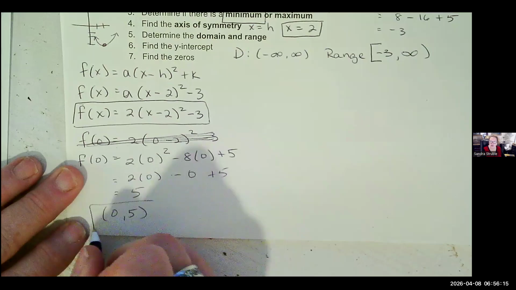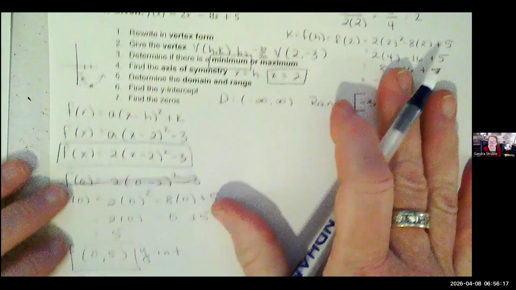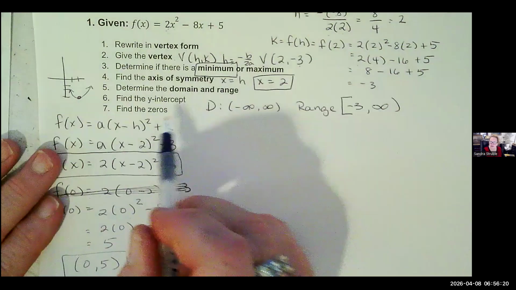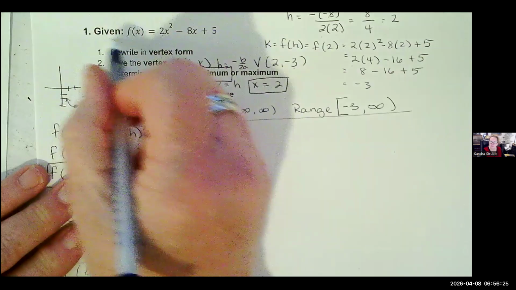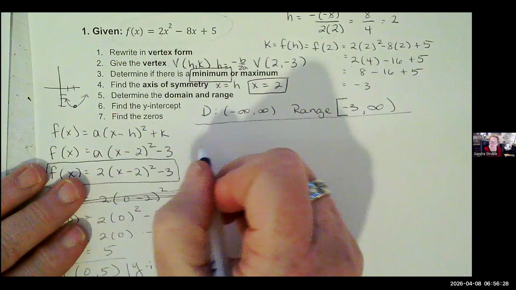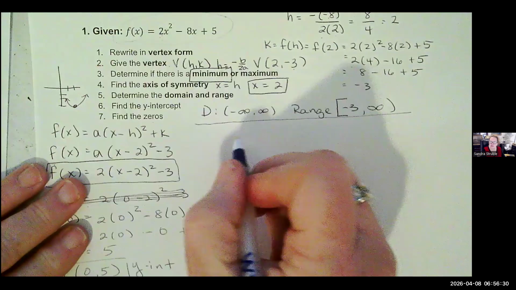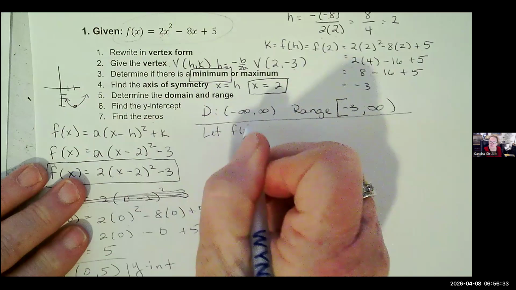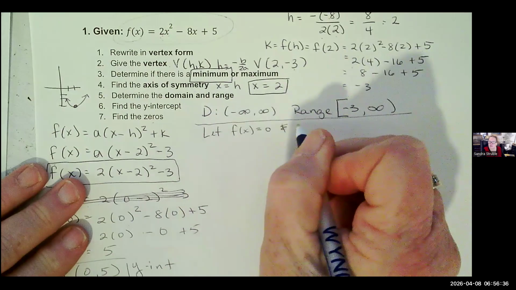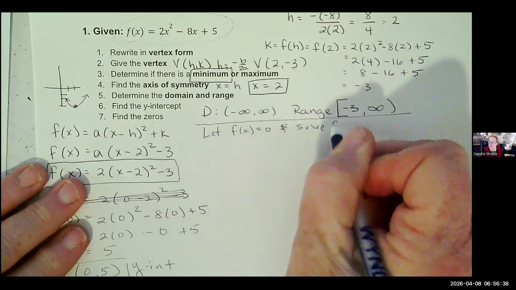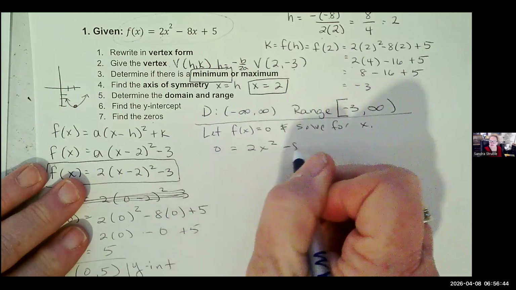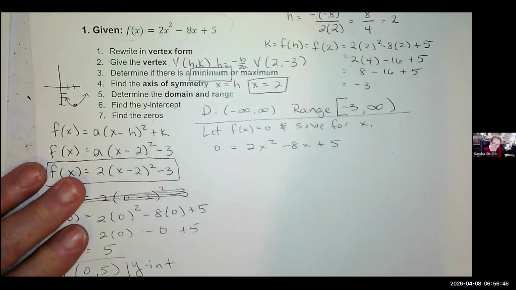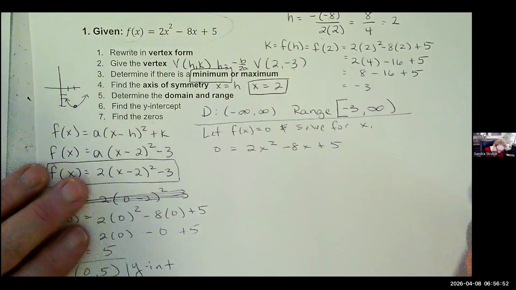All right, the x-intercepts, find the zeros, that's your x-intercepts. And again, let's use the actual quadratic up here, not the one we created. That's where we let f of x equal 0. So you let f of x equal 0 and solve for x. So 0 equals 2x squared minus 8x plus 5. Okay, can we factor this? Well, I can try.